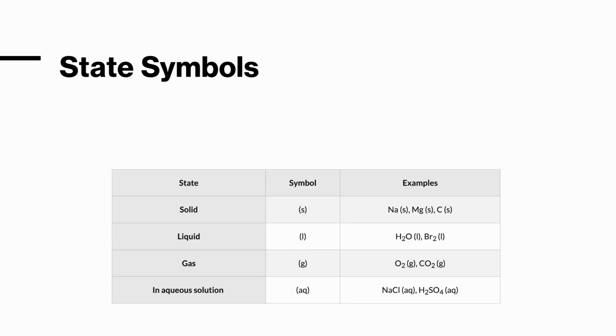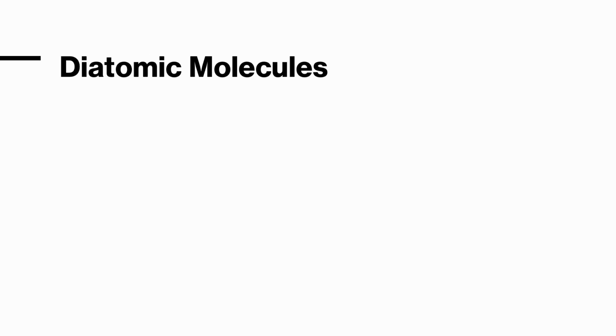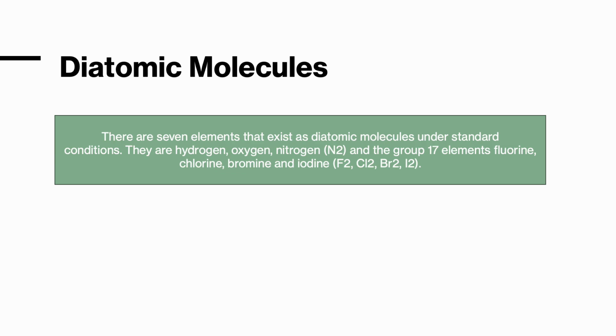So state symbols. Chemical equations show the physical state of the reactants and products through the use of state symbols. Here we've got solid represented by S, liquid by L, gas by G, and if it's an aqueous solution, AQ. Looking at diatomic molecules, there are 7 elements that exist as diatomic molecules under standard conditions. These include hydrogen, oxygen, and nitrogen, and the group 17 elements including fluorine, chlorine, bromine, and iodine.